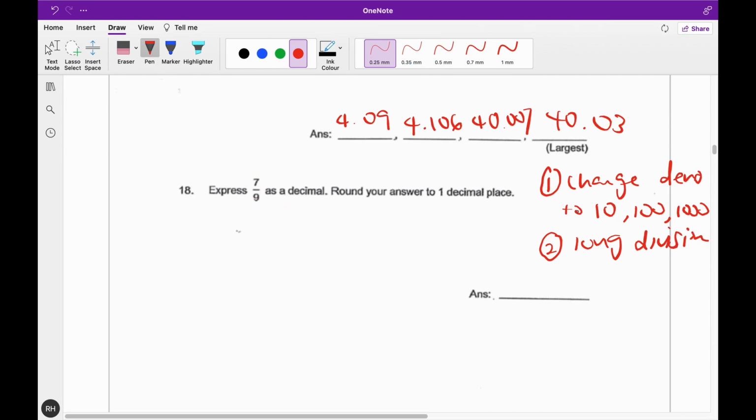So in this case, which method should we use? We should use option 2, because since they're asking for rounding to decimal place, it means that this number might be a long chain of numbers and you can't just change it to 10, 100, or 1000. There's nothing that you can times to change 9 to 10, 100, or 1000 also. So the only way we can do it is option 2, which is long division. So 7 divided by 9.